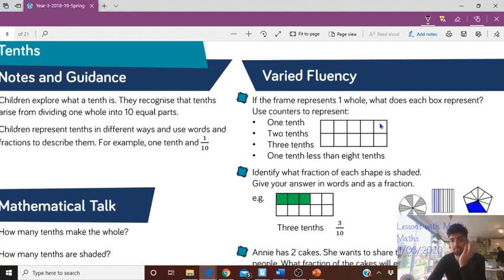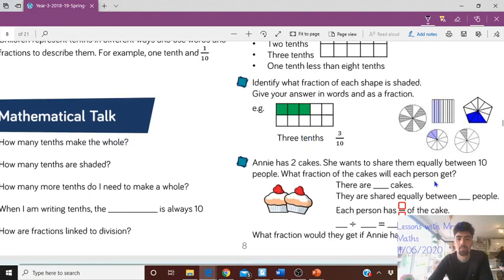Again, here's a tens frame. This is your whole. Can you show 1/10, 2/10, 3/10? What would these fractions be called? How would you write these as fractions? Yeah, it's a fraction because it's just part of the whole. The whole is the shape. So how would I write that as a fraction? What part is shaded?